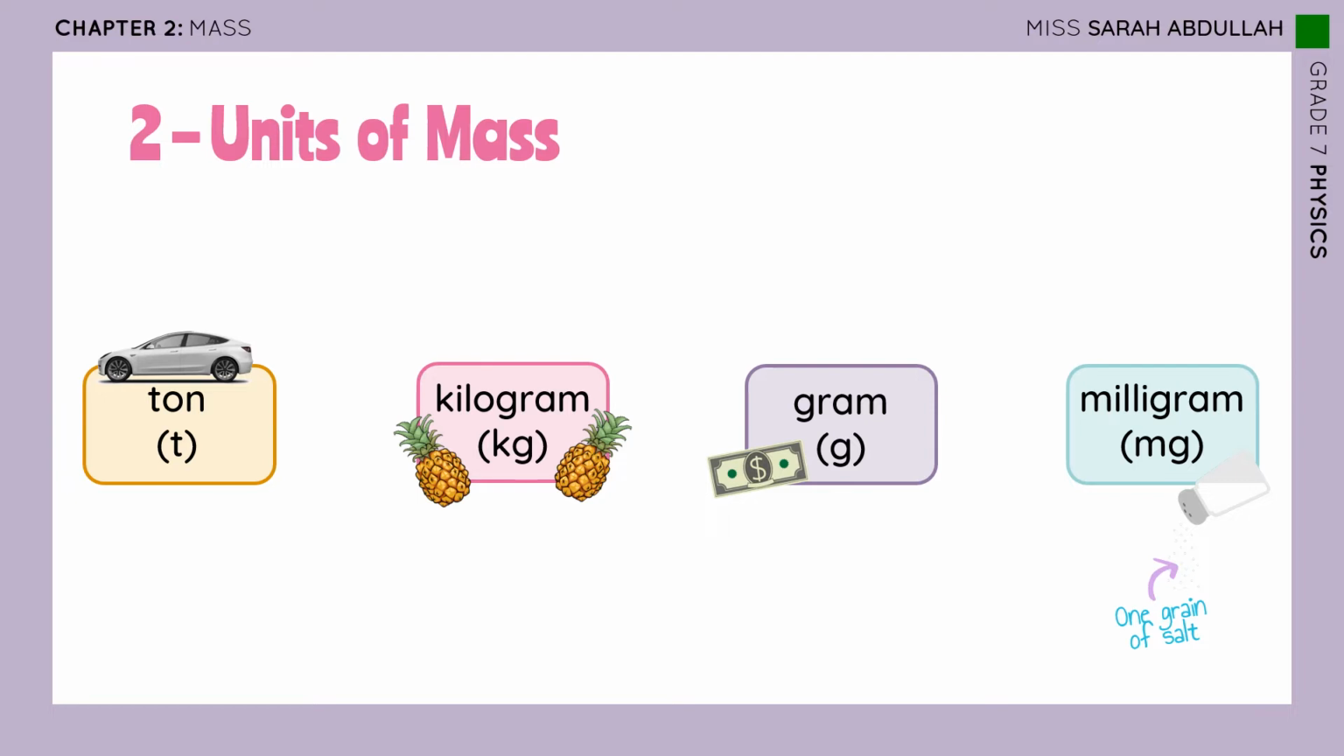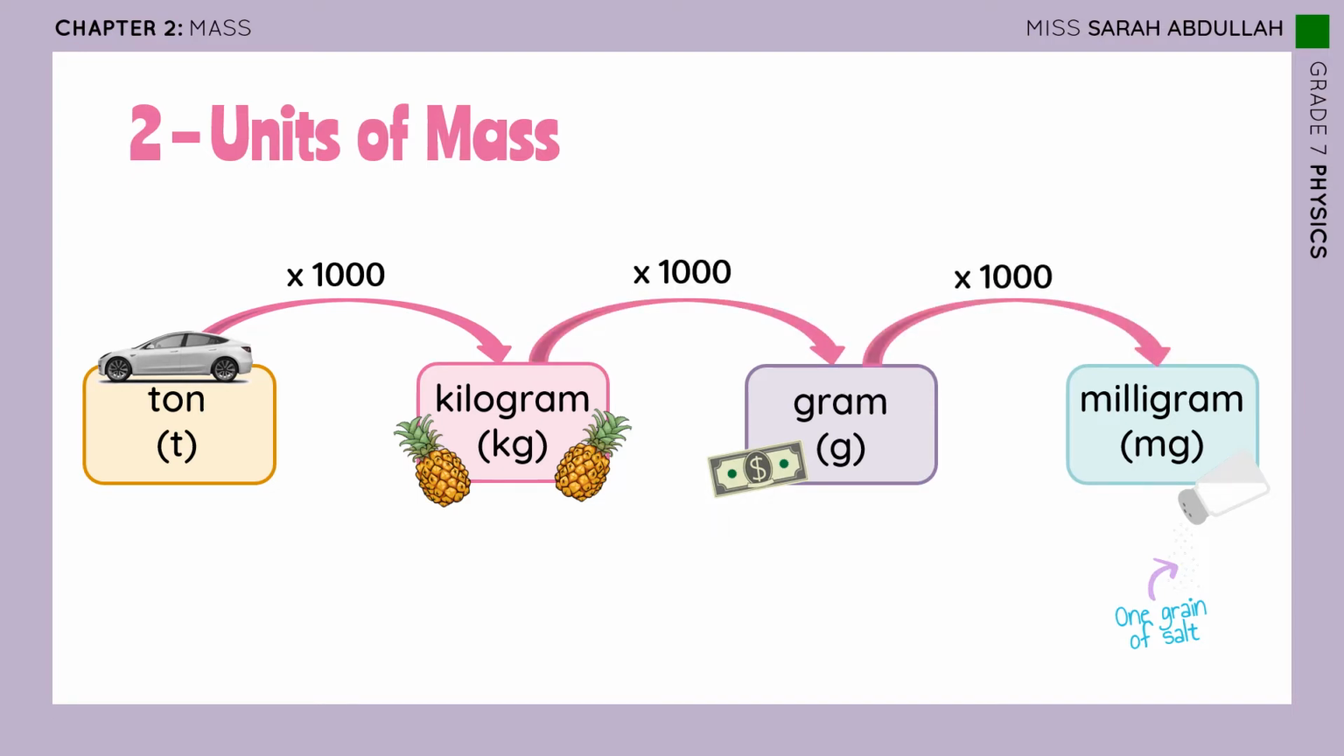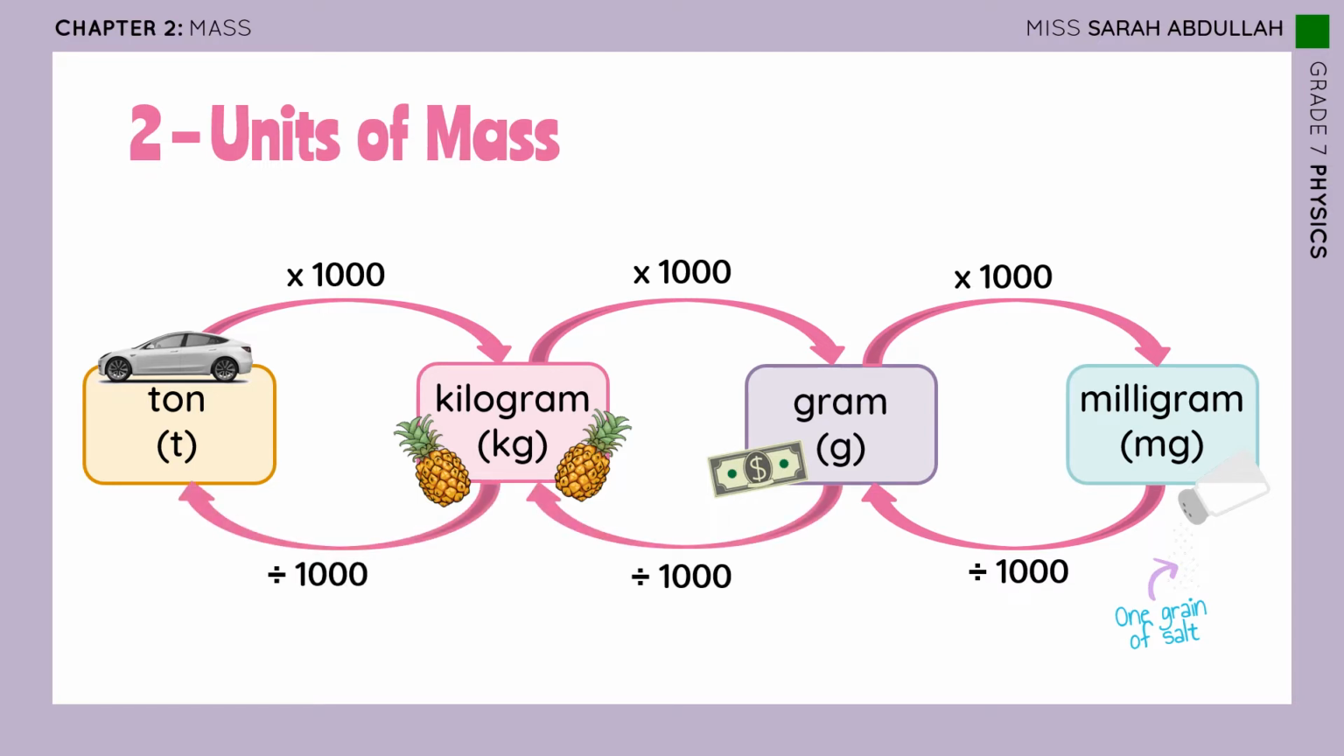This is how small this unit is. Now, how do we convert from one unit to the other? From ton to kilogram, I multiply by 1,000. Kilogram to grams by 1,000. Grams to milligrams by 1,000. Now, the other way we divide. So from milligrams to grams, divide by 1,000, and then we divide by 1,000 and another 1,000.